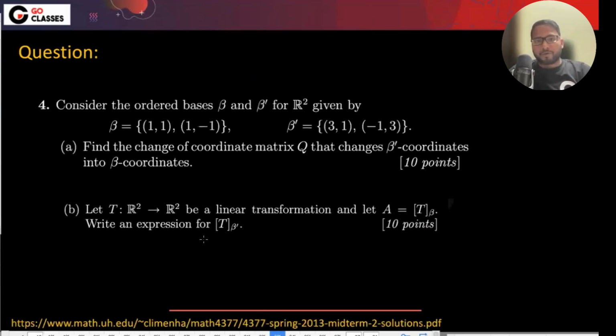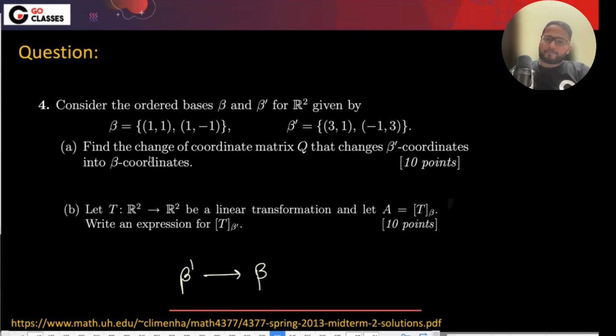Cool. Now let's solve this question. This is also a nice and interesting question. So they have given two different bases, B and B prime. Find the change of coordinate matrix Q, the change of basis matrix, that changes B prime into B. So from B prime they want to go to B.